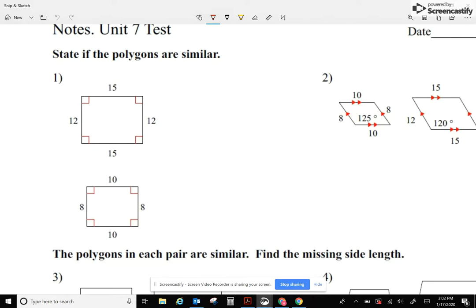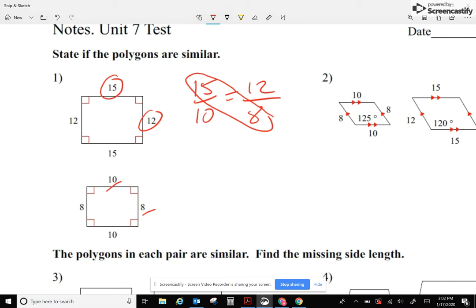Stated the polygons are similar. In order for polygons to be similar, they must have the same angles. So I see that the two figures, number 1, have the same angle, so that's good. My sides have to be proportional. I'm using 15 and 12 from the first picture. I'm using 10 and 8 from the second picture. Either simplify the fractions or cross multiply, whichever one's more convenient.